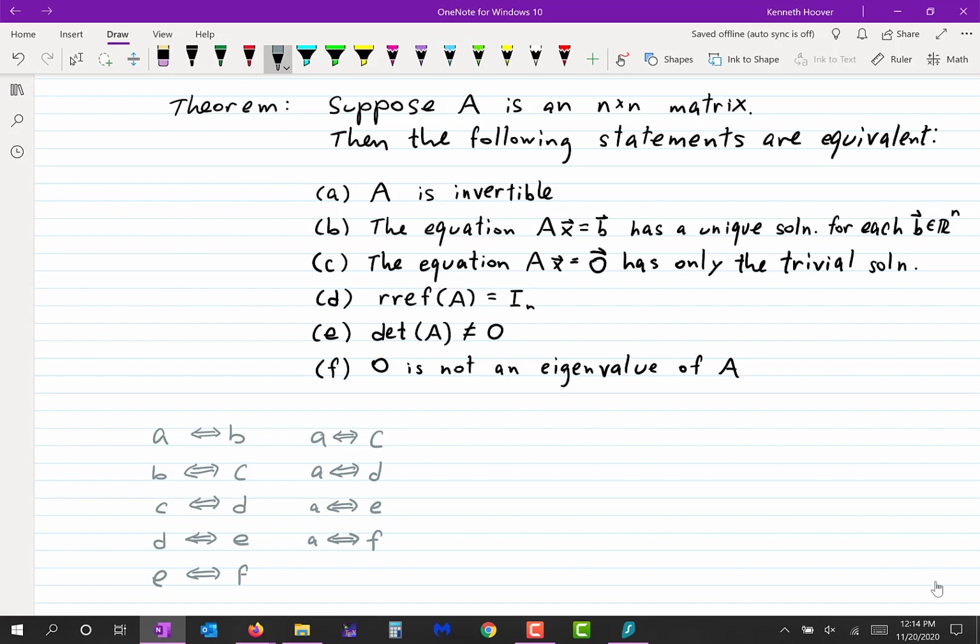I already have that it's equivalent to A. But it's equivalent to C as well. I already have that. So I've got two of them of what B is equivalent to. But B is also equivalent to D. That's not written down, but it's still true. And B is equivalent to E. And B is equivalent to F.